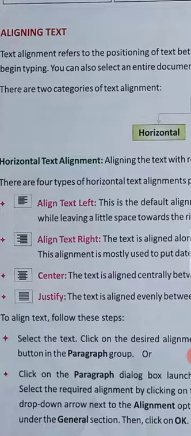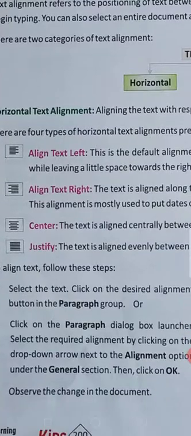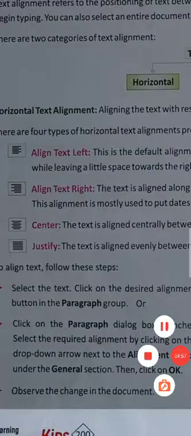To align text, follow the steps. First of all, we need to select our paragraph. After that we go to the Paragraph group. There is an alignment option, we just click on it, and after that it will change.